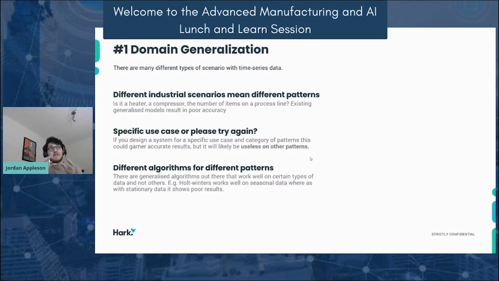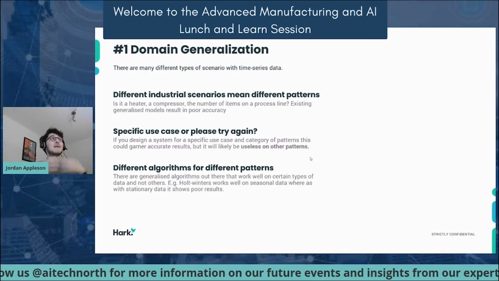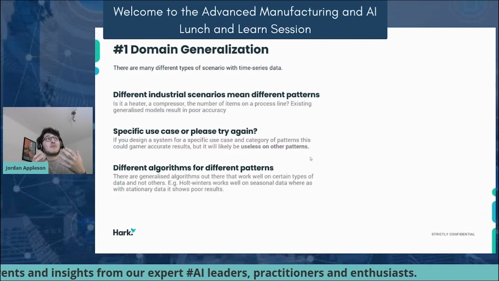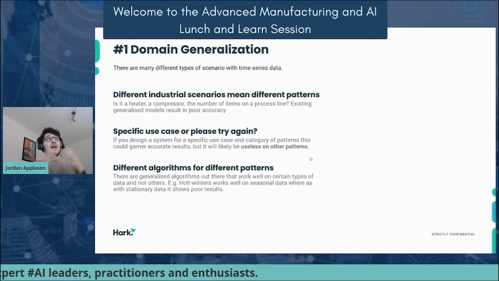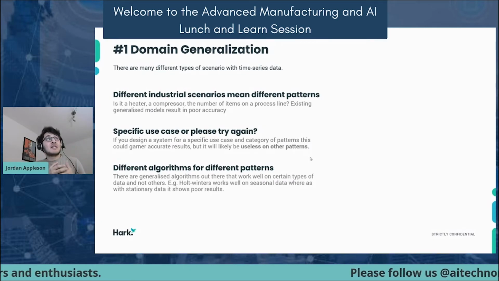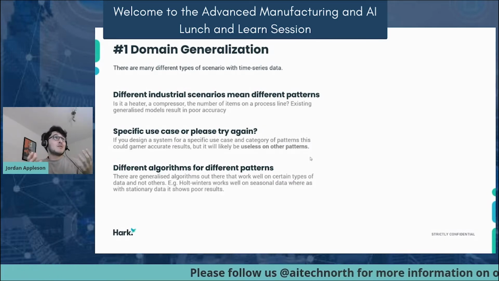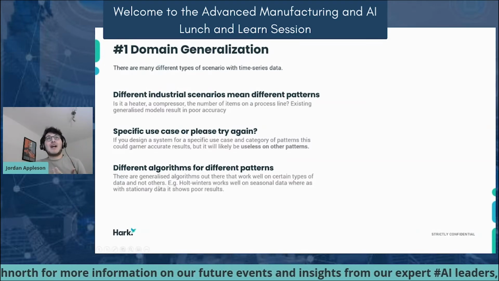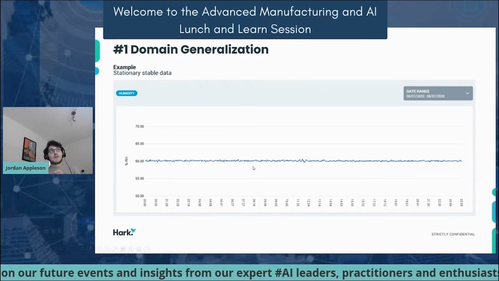But the other thing is that different algorithms, and how you configure them, typically work well on certain types of data and not on others. For instance, Holt-Winters works really well on seasonal data, whereas with stationary data it can show quite poor results, right? And that also feeds back into the outcome of, well, I just want to be able to apply anomaly detection to any of my assets and get a reasonable accuracy around whether or not there's a fault, or there will be a fault. So what does this look like actually in practice? Well, this is an example of stationary data. This is something out of our platform.